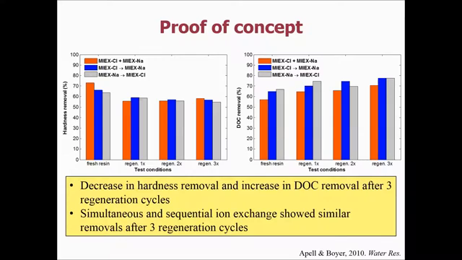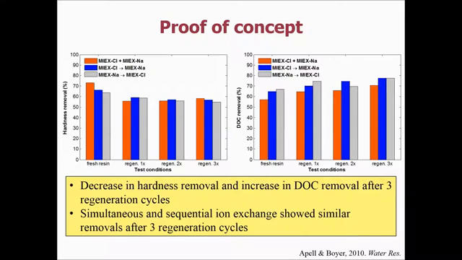So then we did some additional work looking at the sequence of treatment, and so here we have on both of these figures along the x-axis is the state of the resin, fresh resin, 1 time regenerated resin, 2 times regenerated resin, 3 times regenerated resin, looking at hardness removal on the left, DOC removal on the right, and then the different modes of treatment, either simultaneous, that is both resins together, or sequential. And if you do the statistics on all of this data, what you see is there's really no difference between doing the simultaneous treatment or the sequential treatment.